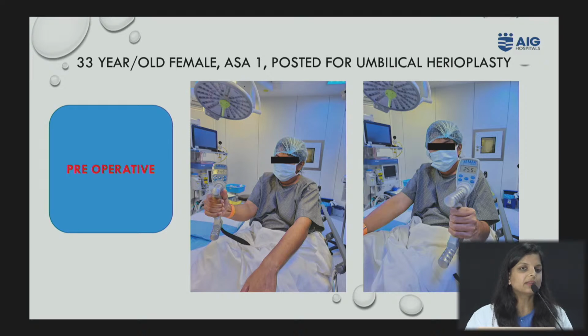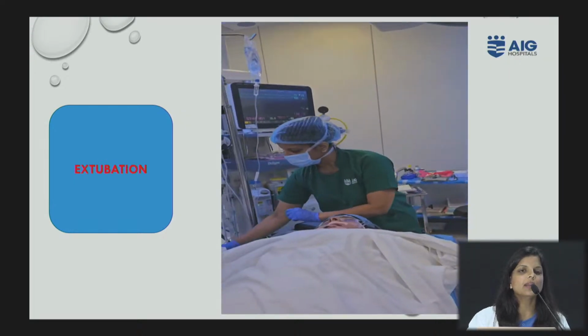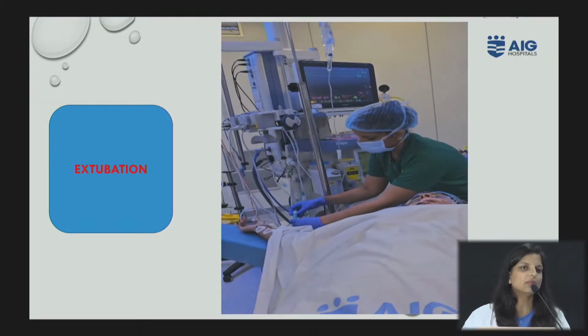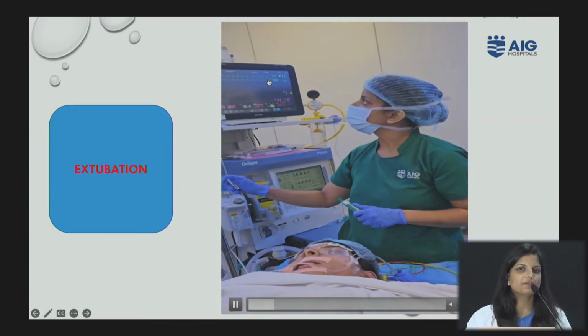This is a 33-year-old female, ASA 1, who was posted for laparoscopic umbilical hernioplasty. Preoperatively, after her basic assessment, we check the muscle strength using a dynamometer. Intraoperatively, as you can see in this picture, we do neuromuscular monitoring as a norm. We use BIS titrated anesthesia, opioid restrictive anesthesia, where desflurane is regularly used. During extubation, after neuromuscular monitoring, we check the TOF ratio.